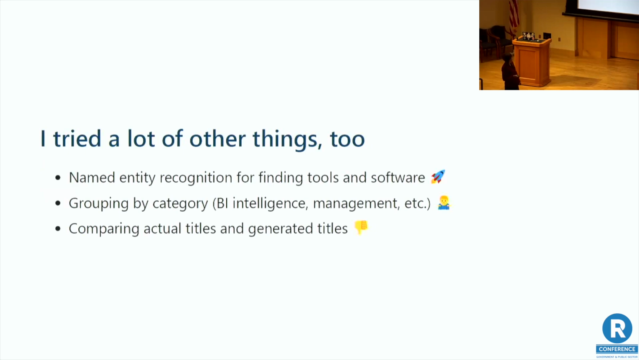Okay, so I tried a lot of other things too. I tried named entity recognition, another classic natural language processing problem. What I was interested in was the names of software tools and programming languages in each of these listings, because I think that gives you a lot of information about a job listing. If a job listing says Tableau, Power BI, Python, R, Stata, C++, I wish I were making this up, I am not, then this is a job listing that's pretty confused about what they're looking for.